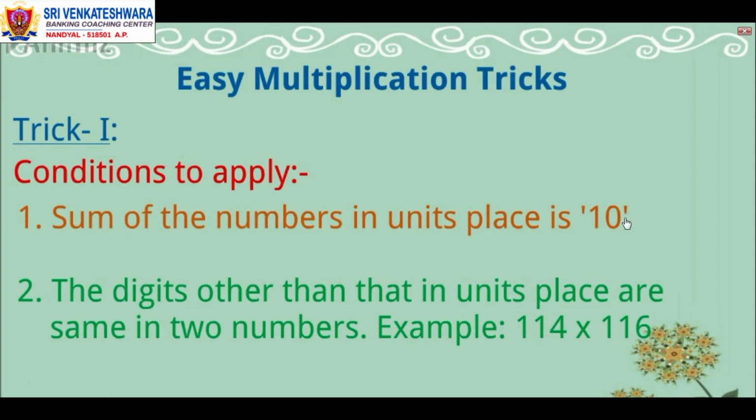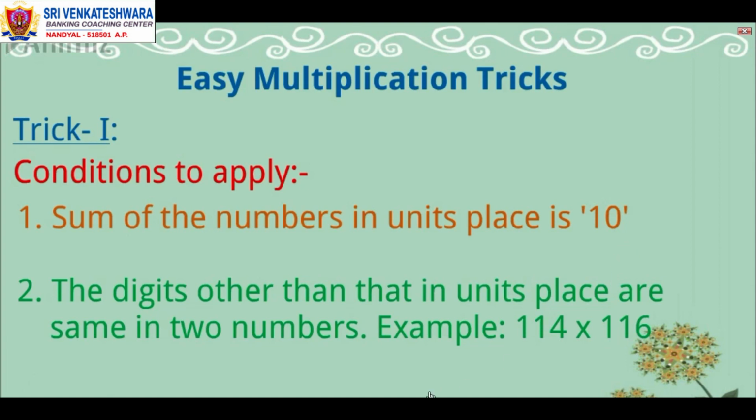And the second condition is what are the remaining digits that are there. Here in units place it is 4, in tens place it is 1, and in hundreds place it is again 1. In tens place and hundreds place it is the same in both the numbers. Here it is 11 and here also it is 11. And when it comes to the units place, here it is 4 and here it is 6. If you add both, the sum must be equal to 10. This is the condition.